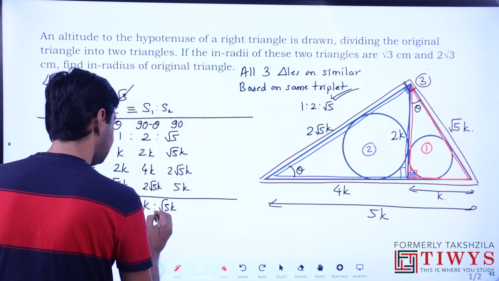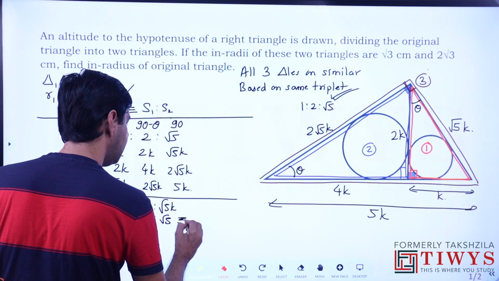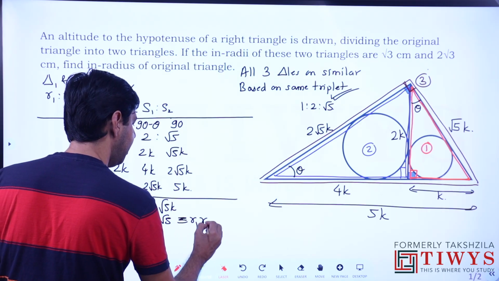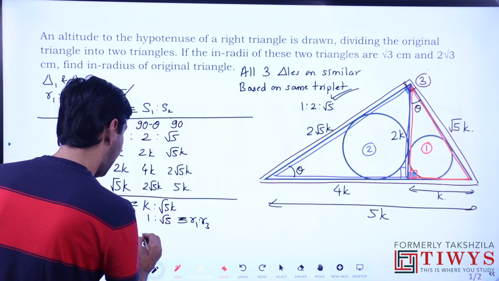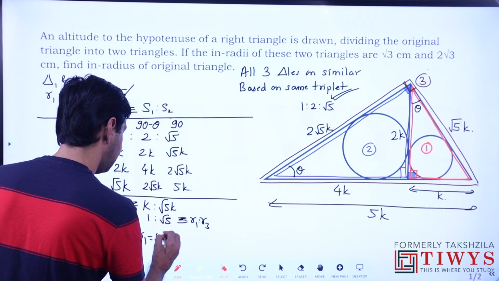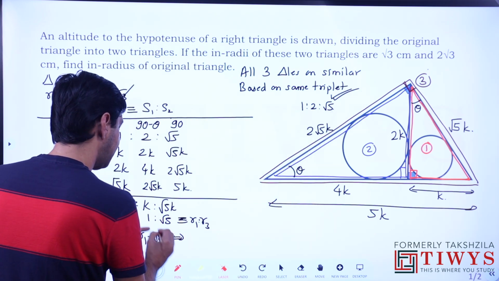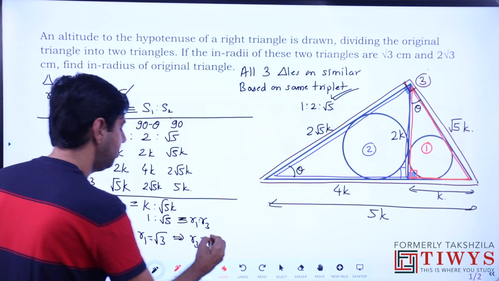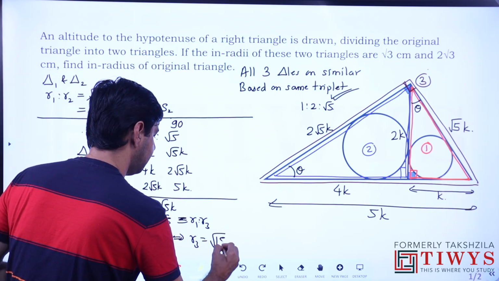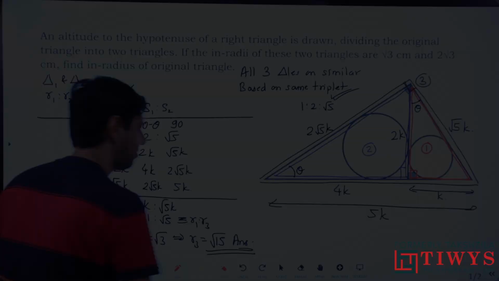So this ratio is nothing but 1 is to root 5, and this ratio will also be the ratio of the inradii because of similarity. So if I know that R1 is equal to root 3, the actual value is given, basically one part is root 3. So R3 will be multiplied by root 3, which gets me root 15. And this is going to be my answer.